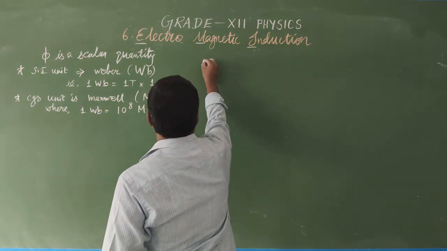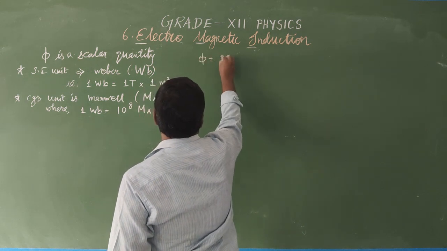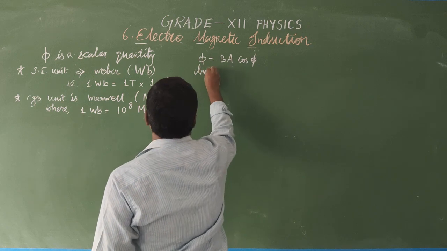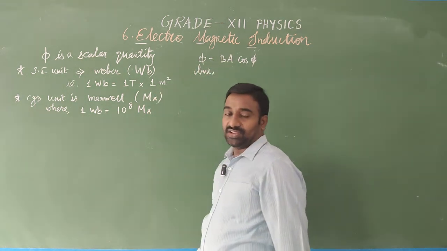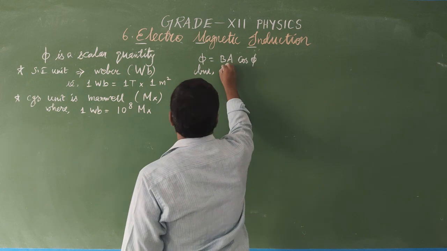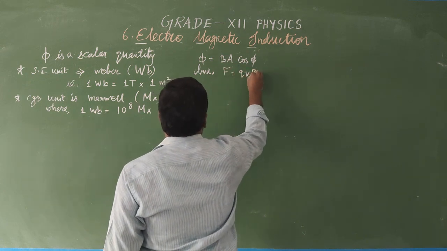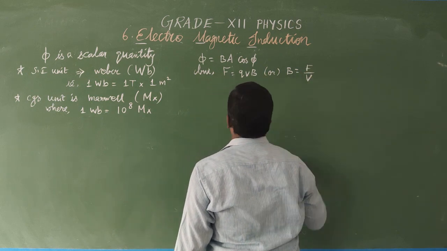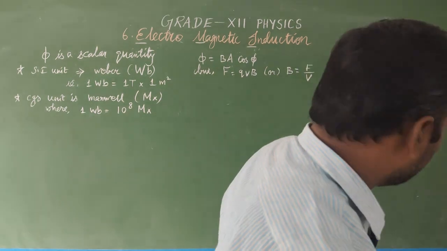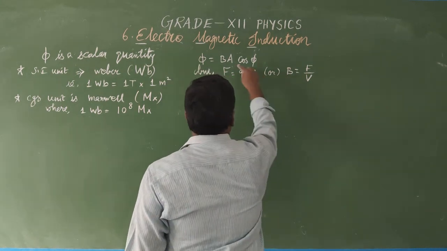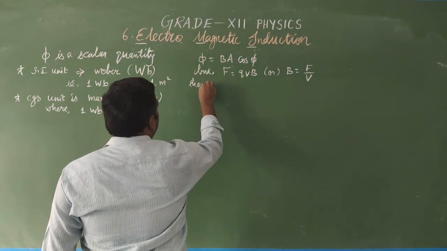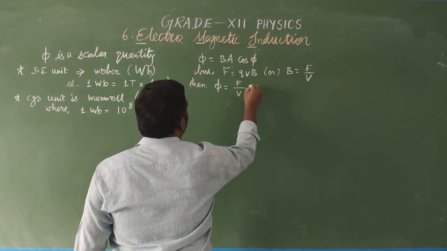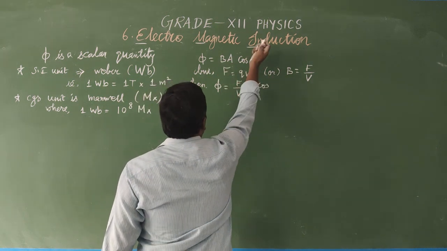Already we know the relation: flux is equal to field into area into cos theta. But there is a relation between field and force. The magnetic force F is equal to QVB, or the magnetic field is equal to F by QV. Now we are going to set the dimensional formula using this relation. Then flux phi is equal to F by QV into A cos theta.